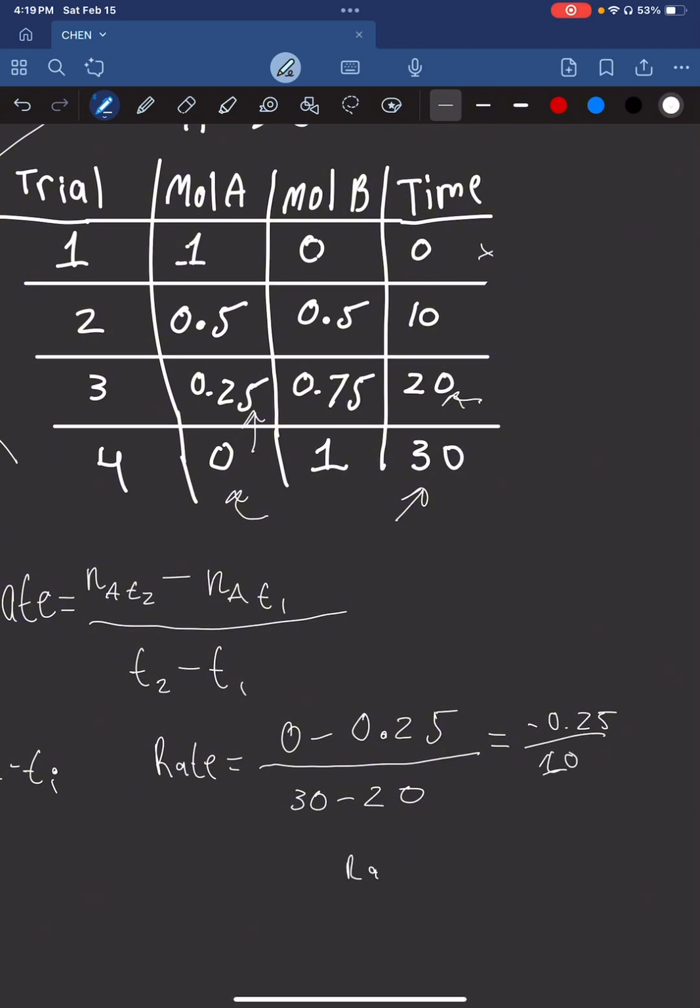So our rate would be equal to negative 0.25 moles per second. Oh, 0.025.